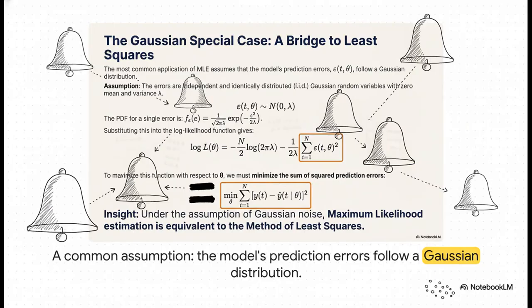Now, to make things even more practical, we can make an assumption that's super common and usually pretty reasonable. In a ton of real-world systems, sensor noise on a robot, little variations in a factory, daily stock market jitters, the errors tend to clump around zero in that classic bell curve shape. You've seen it a million times. That's the Gaussian, or normal distribution. And making this one assumption is the key that unlocks a really deep and useful connection.